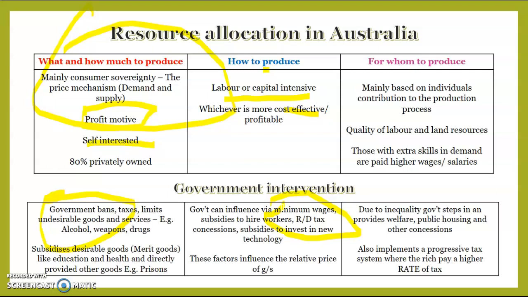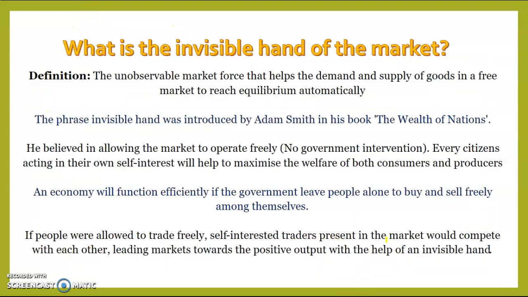And for whom to produce, basically who gets access to the goods and services produced. In Australia, it's mainly those who have the most skills or the most talent. If they've got skills that are in demand, they generate higher wages. But then the government steps in and provides support, so things like welfare and public housing, to also provide support to people as well.